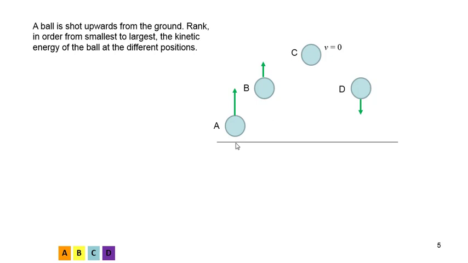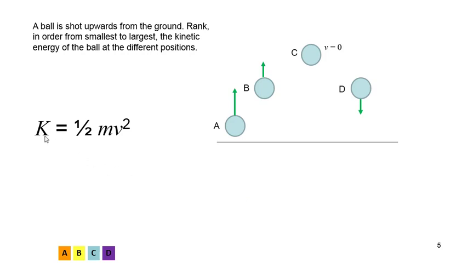And now I want you to rank the kinetic energy. So this is an object that's thrown straight upwards, and I've just shown you 4 different positions that the ball is in as it's thrown straight upwards. So think about what happens to the speed of the ball as it's thrown upwards, and then rank for me the kinetic energy of the ball in each of these 4 different positions.